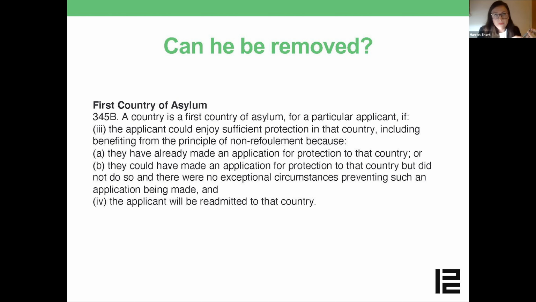Rule 345B could apply to him if he could have made an application for asylum in France, but this will depend upon readmission agreements with France. And certainly there is no blanket EU-wide readmission agreement; that was rejected. And so we're looking at individual agreements. And as the Home Office's policy says, case-by-case consideration. So that's all I'm going to discuss for now.